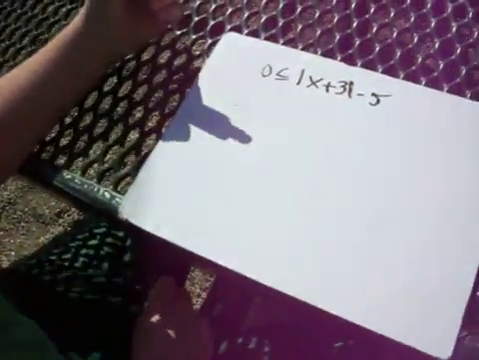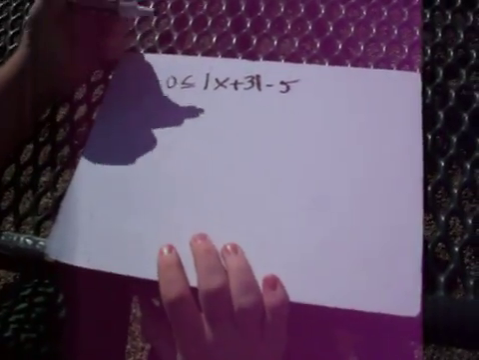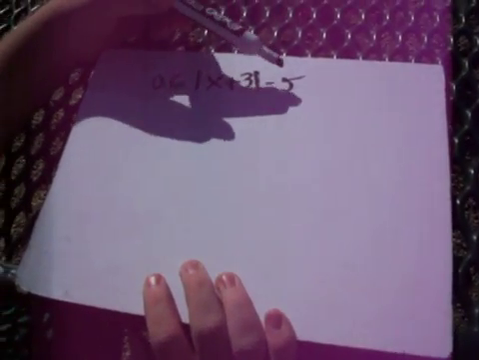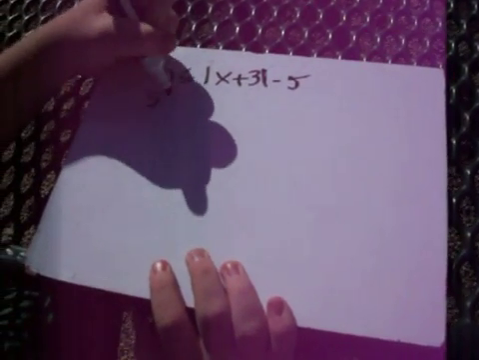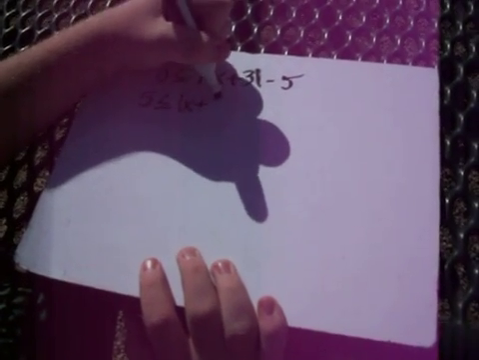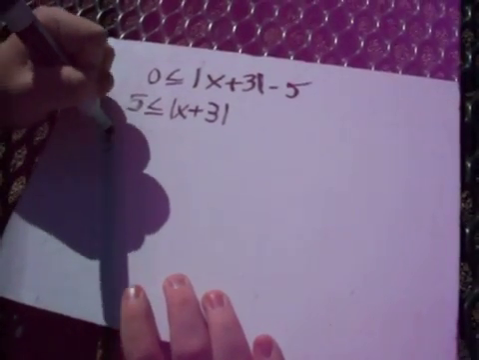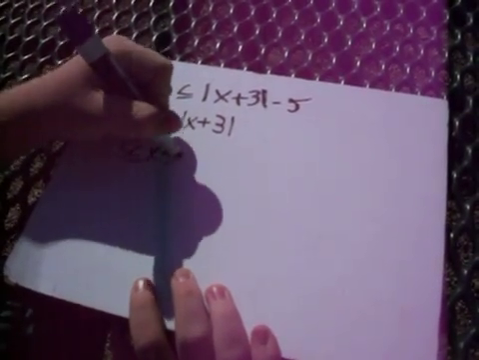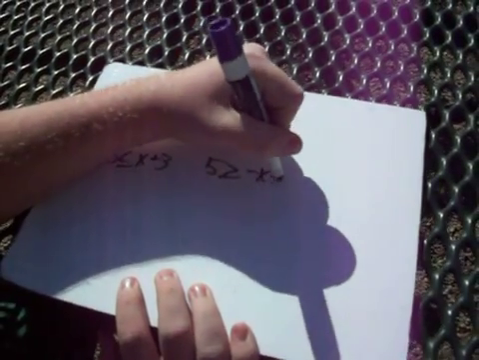And I'm going to show you how to solve an inequality with absolute value. Here we have 0 is less than or equal to the absolute value of x plus 3 minus 5. So to start off, we'll add 5 to both sides to get 5 is less than or equal to the absolute value of x plus 3. Then we'll take away the absolute value, which will make it 5 is less than or equal to x plus 3, and 5 is greater than or equal to negative x plus 3.